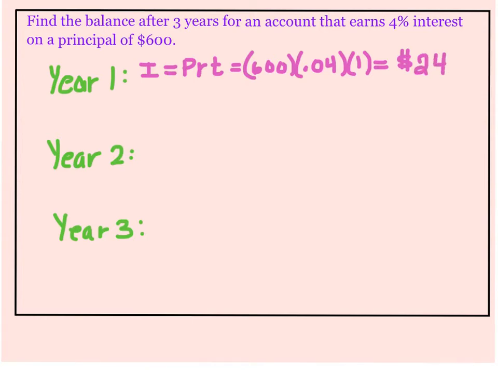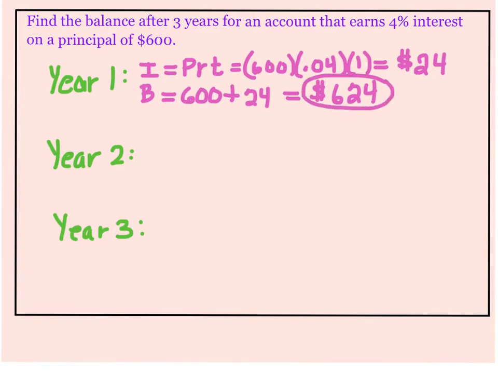Now, once he earns that interest, we need to go ahead and find the balance on the account. So he started with $600. We're going to add in the 24. That gives him $624. So at the end of the first year, he has $624.